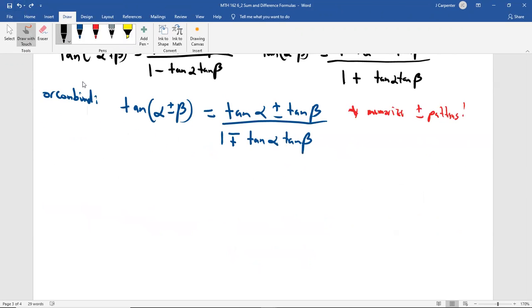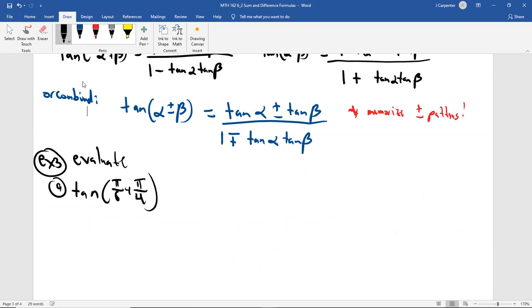All right, so example 3, evaluate. And for A, we'll do radians for this one, tangent of pi over 6 plus pi over 4. Now, I don't have to have given it to you in that format. I could have said this is the tangent of, what's that, 5 pi over 12? Yes, 5 pi over 12. I could have said, what's the tangent of 5 pi over 12?